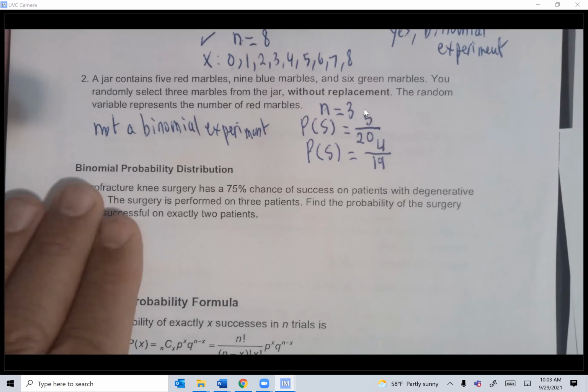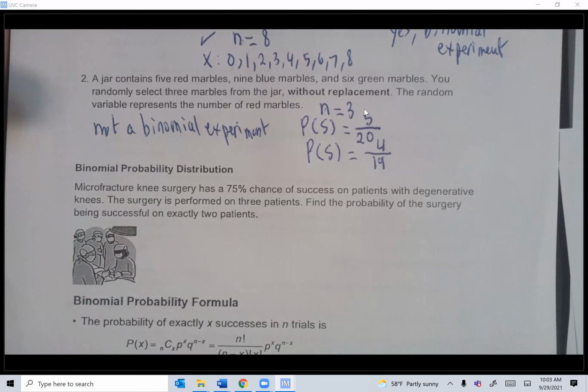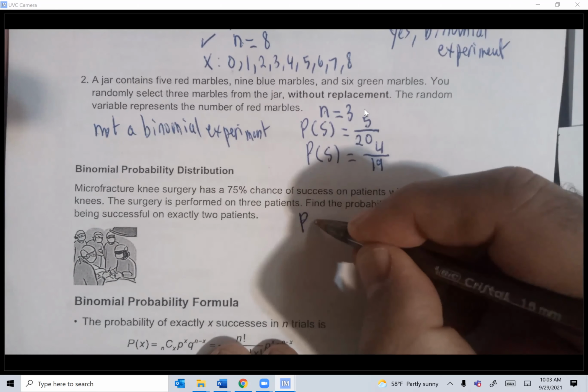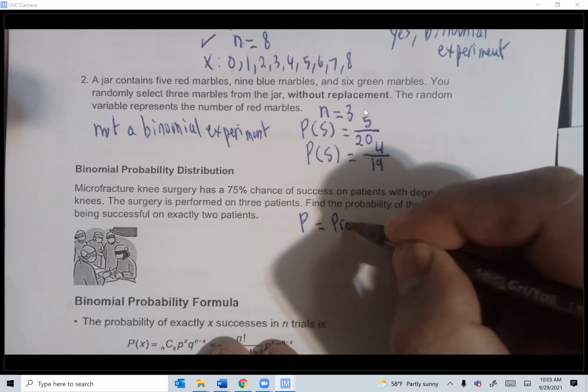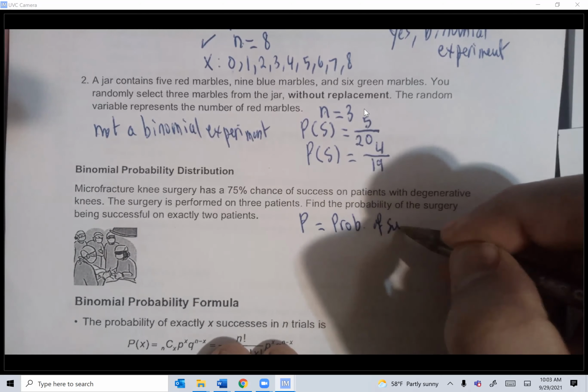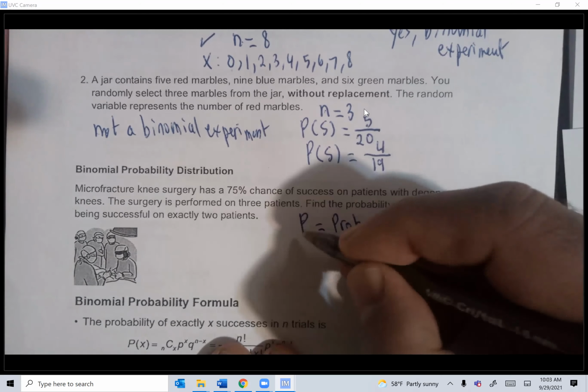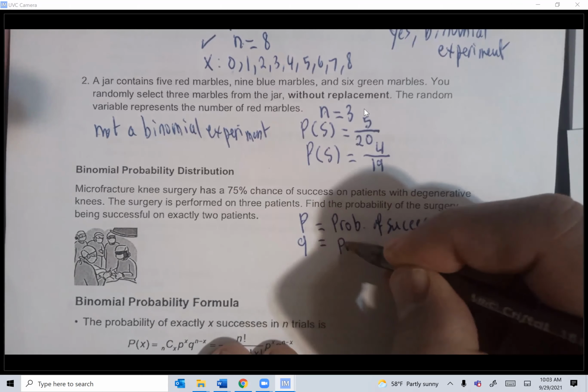Let's begin with this example. From now on, we're going to assume that the probability distribution is a binomial probability distribution, and then we'll be asked to compute probabilities. Microfracture knee surgery has a 75% chance of success. The success probability in this book is called P. So P is called the probability of success. And the Q is called the probability of failure.